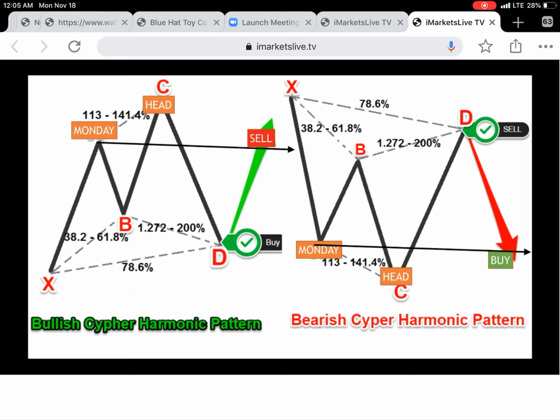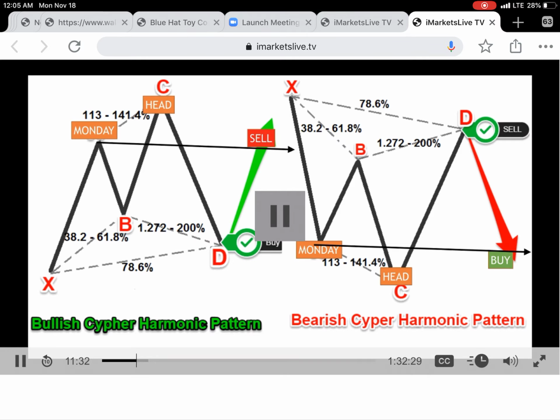Okay, so now, something else I want to show you that works hand in hand. Now, remember we spoke about the harmonic system.